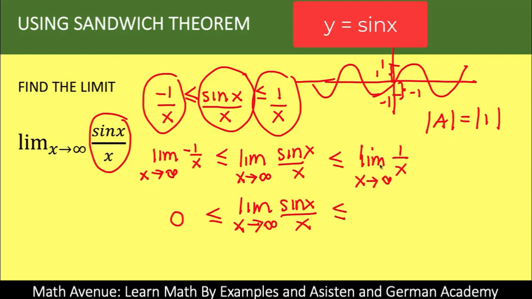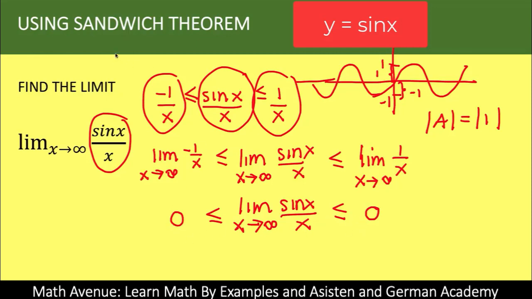Less than or equal to, what we have here is 1 divided by a number that is very, very big. And so the limit of this would also result in 0, because 1 divided by a very, very big number approaches 0. So this middle expression is now sandwiched by two values that are equal to 0.